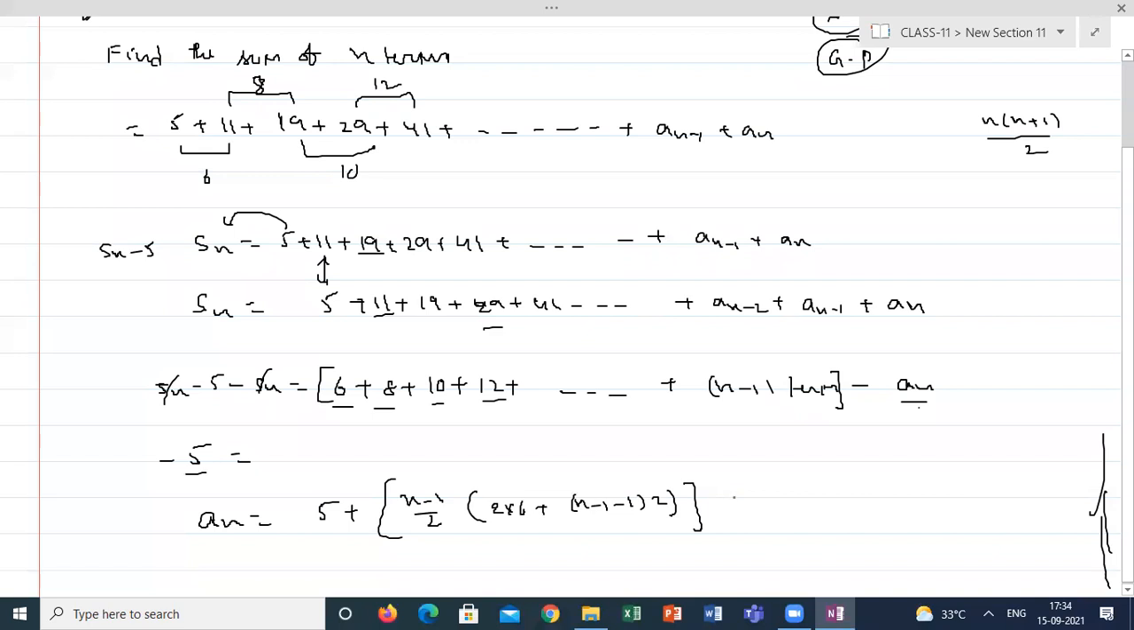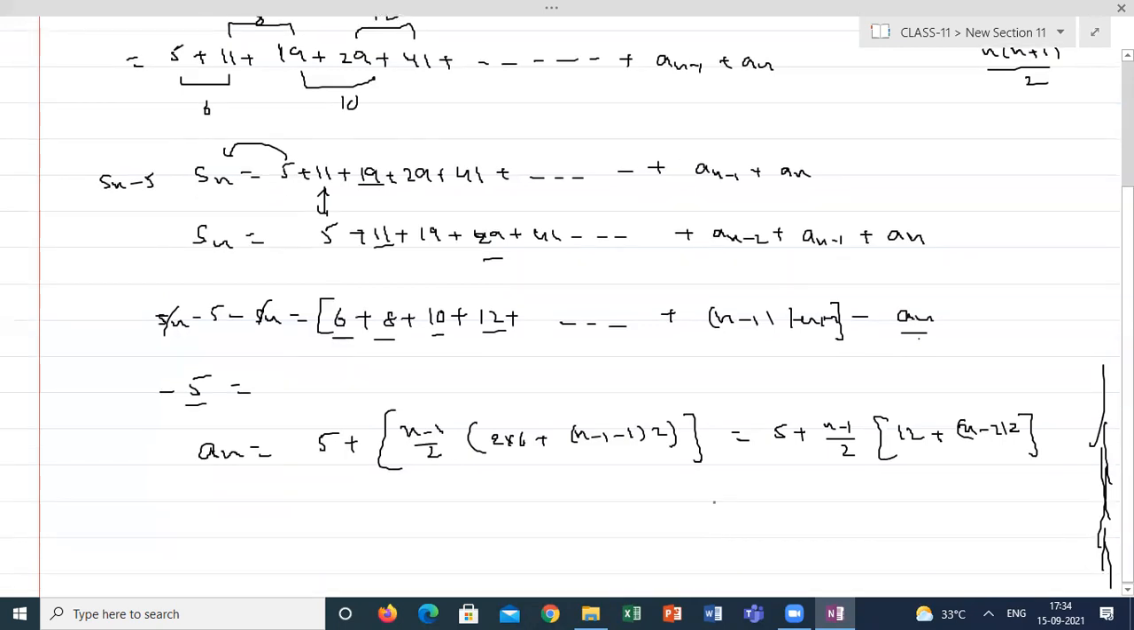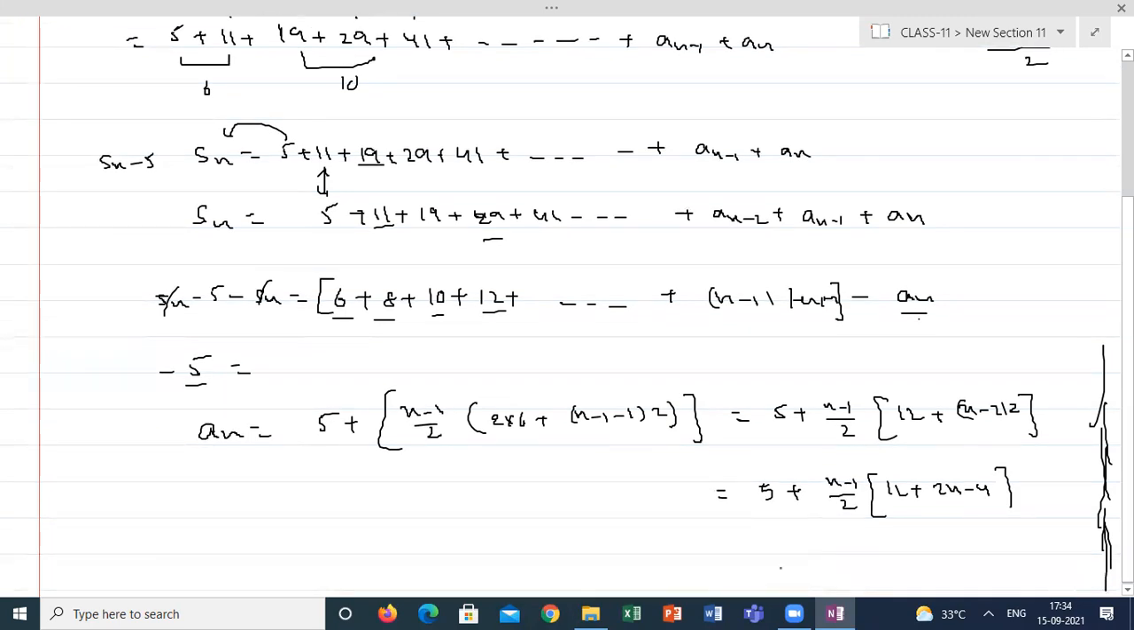Students, applying the Sn formula for AP, this is 5 plus n minus 1 by 2 into 12 plus n minus 2 into 2. When I solve this, what will I get? This is 5 plus n minus 1 by 2 into 12 plus 2n minus 4, which is 5 plus n minus 1 by 2 into 8 plus 2n.